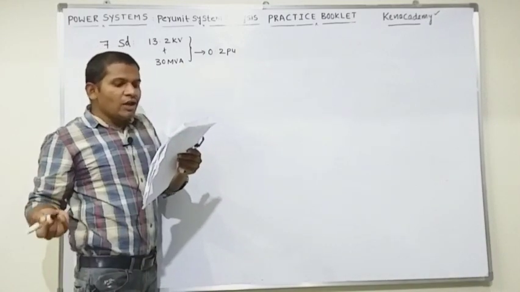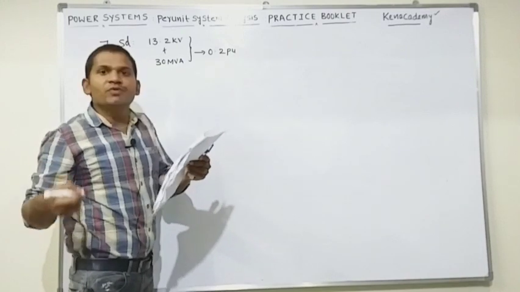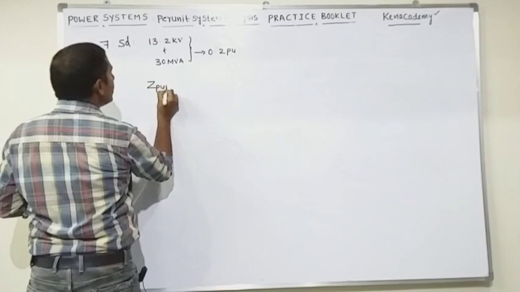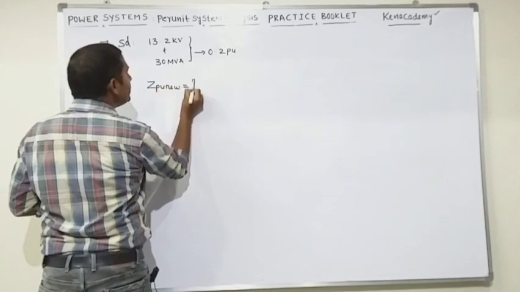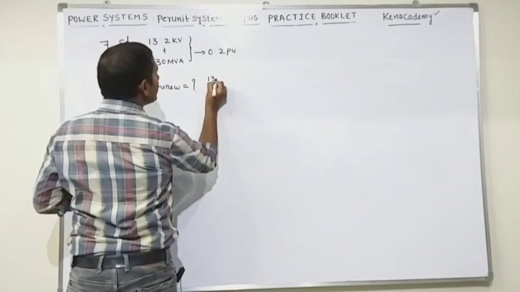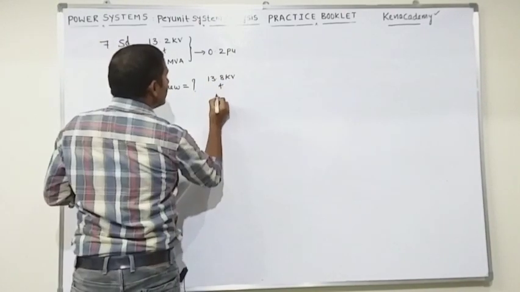The per unit value of the impedance for base values of 13.8 kV and 50 MVA. Then what is the Z per unit new? You want to find the new value of per unit impedance on the base of 13.8 kV and 50 MVA.